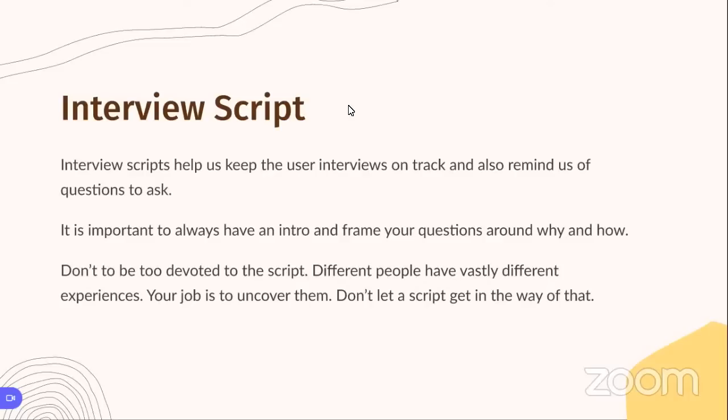Interview scripts help us to stay focused on what matters the most, the feedback that we want, to get the most out of our user interviews. It helps us to stay on track. It helps us to remember, because realistically, not everybody can cram scripts. Not everybody is going to be an actor. So it reminds us of the questions to ask. Now, in your script, it's always good to have an intro, and always try as much as possible to frame your questions around why and how.